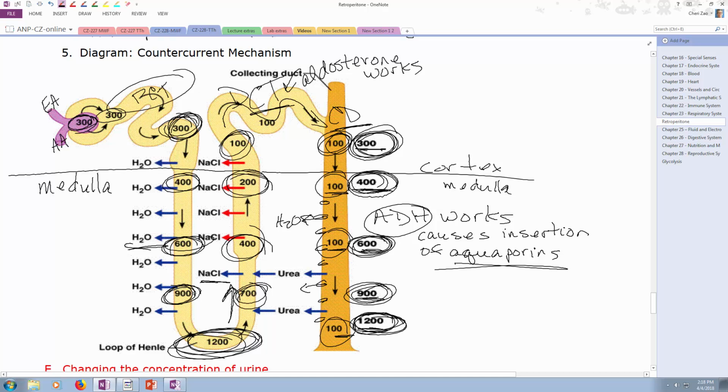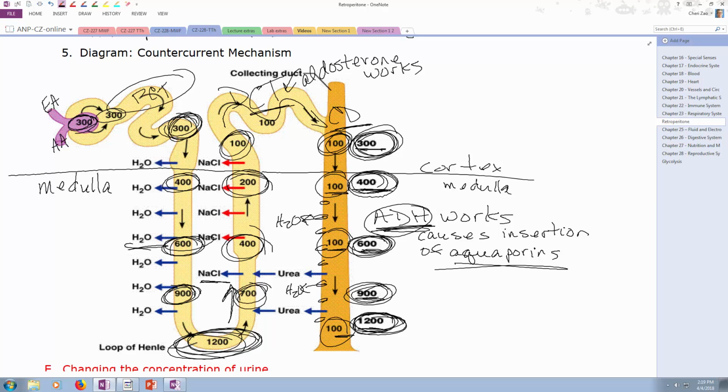And the more aquaporins we put in, the more water we'll be able to pull off, and we can get an extremely concentrated urine. And so this is if we were exceedingly dehydrated and therefore releasing a lot of antidiuretic hormone. We have all these aquaporins in, we'd have a maximally concentrated urine.